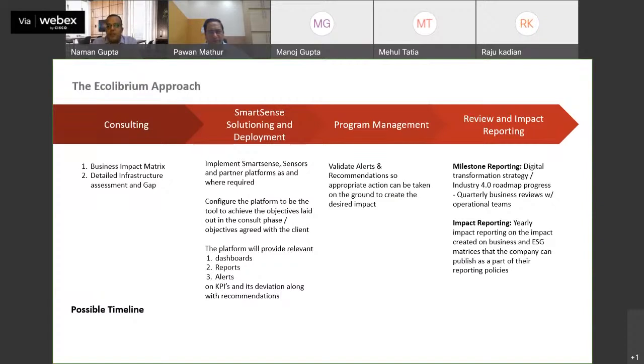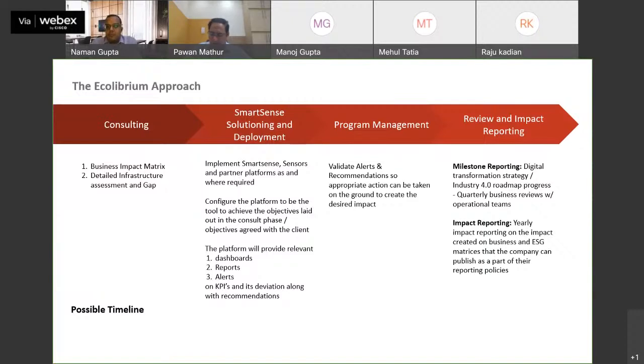For this, we consume domain experts and our internal delivery experts also. The second part is deployment of Smartsense solutions on field. This is the part where the business metrics or KPIs decided by the plant and us are implemented onto the platform, and the dashboards, reports and alerts are created. That's where the platform is created for the client.